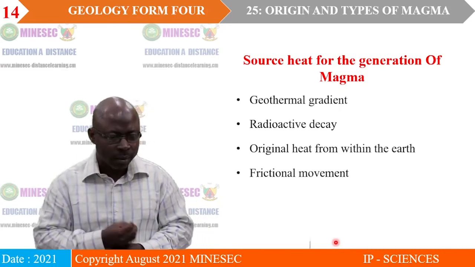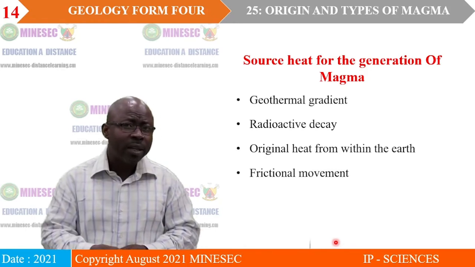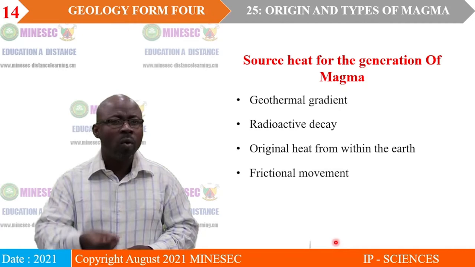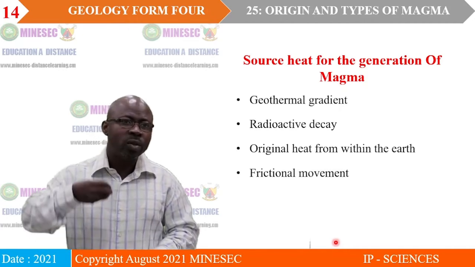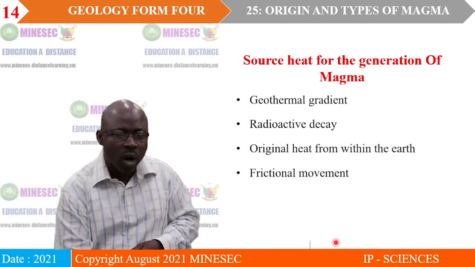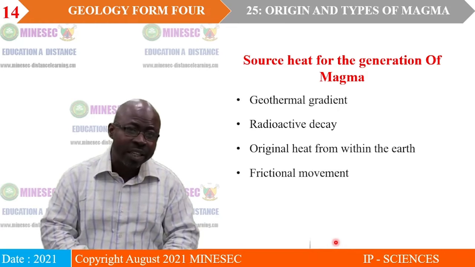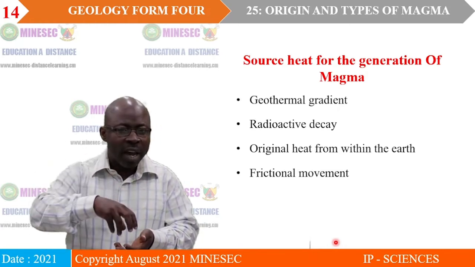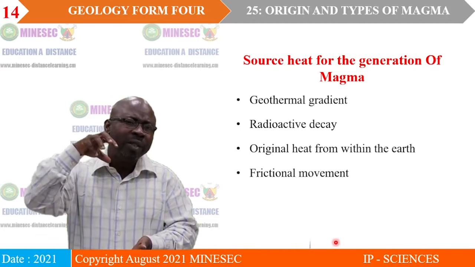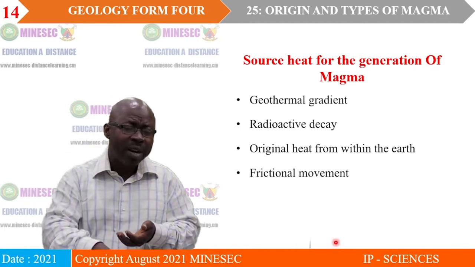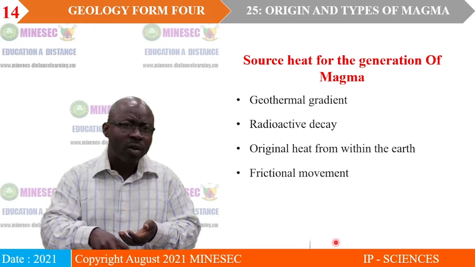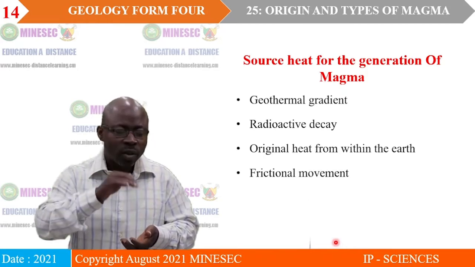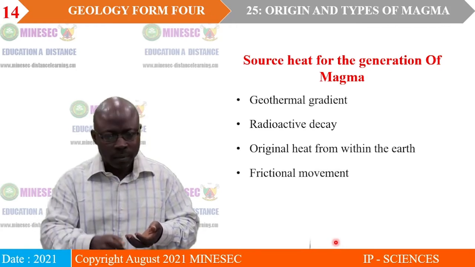the geothermal gradient. Geothermal gradient is simply the increase in temperature with depth. That is, the further you go downward, the temperature increases. Let's say at the surface of the Earth we are at 0 kilometers, and we move down within the Earth to a distance of about 700 kilometers. The heat at the surface can never be the same as that below.